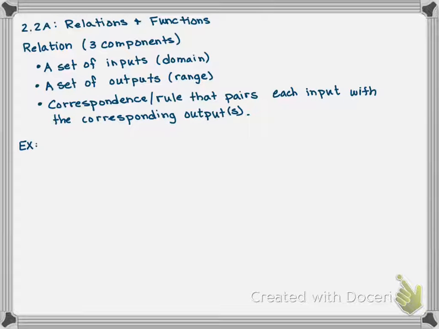So let's say match each student with the dorm they live in. Often when we describe these in words, we have to go backwards. It tells us what the correspondence or rule is, and from that, we figure out what the inputs and outputs have to be.